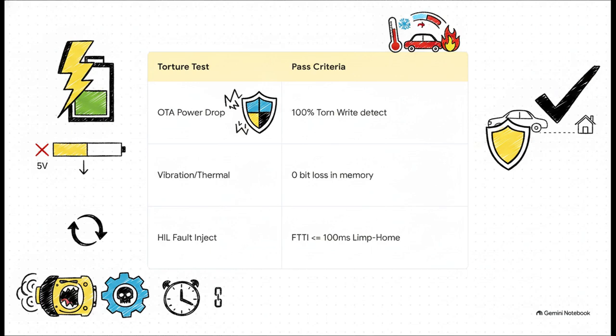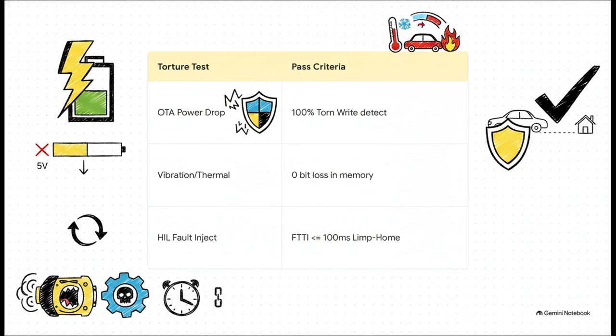In the OTA power drop test, they wait until an update is exactly 50% complete, literally its most vulnerable moment, and brutally cut the power down to 5 volts. The unit has to detect the torn write with 100% accuracy and roll back in under 500 milliseconds.